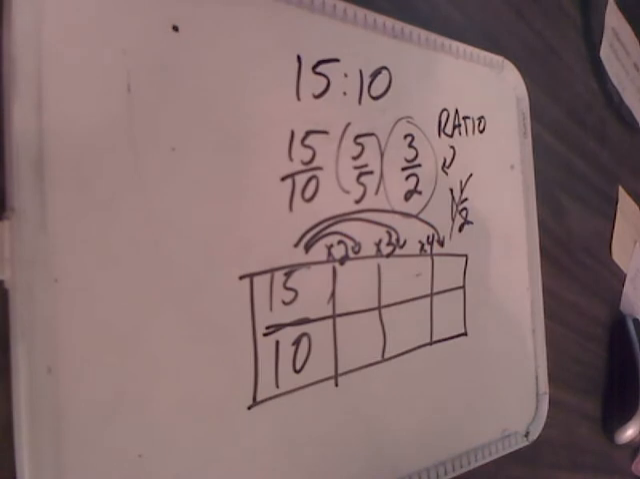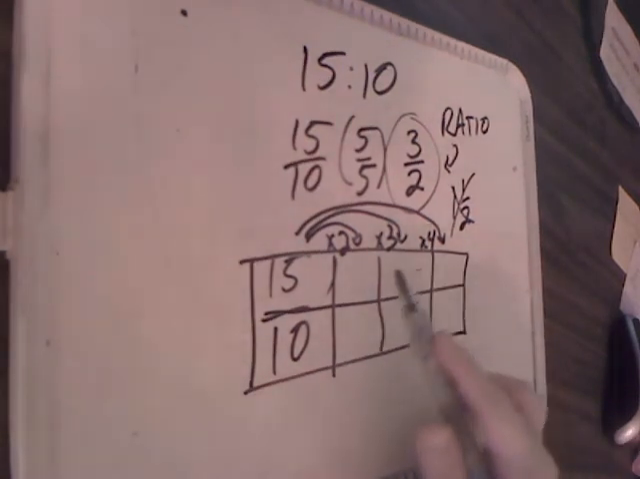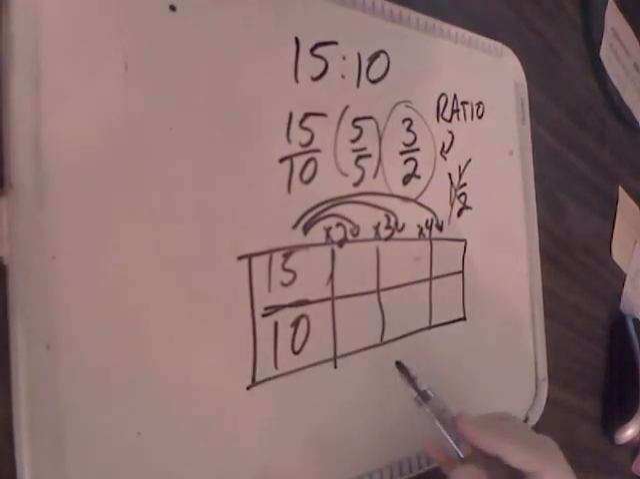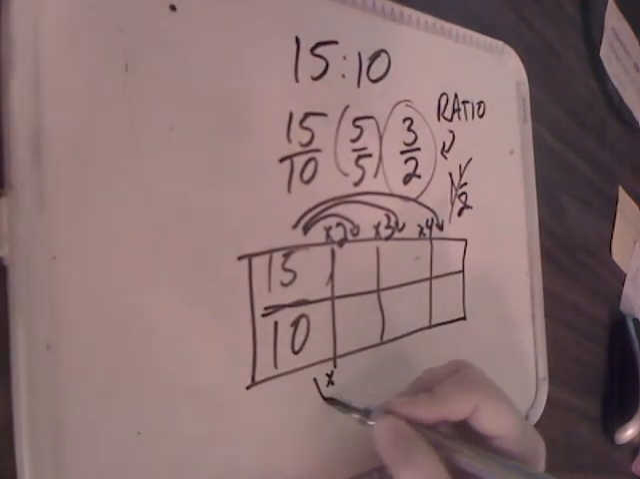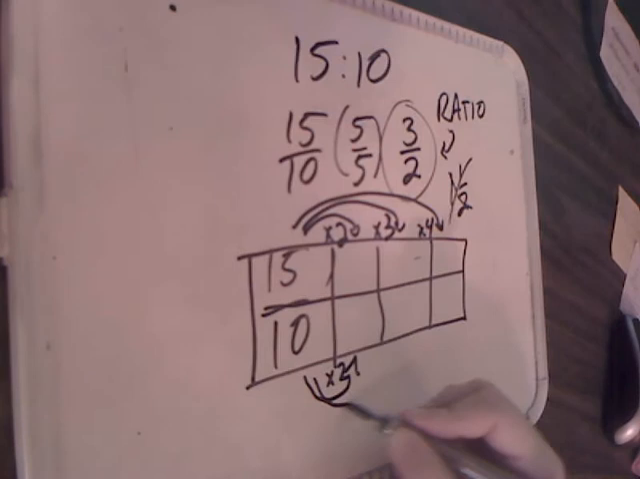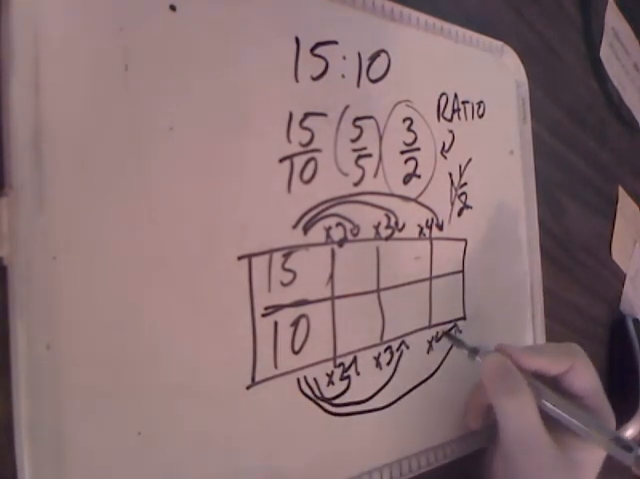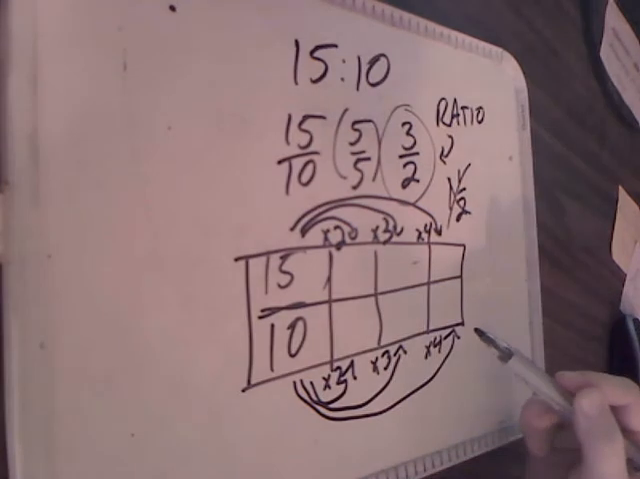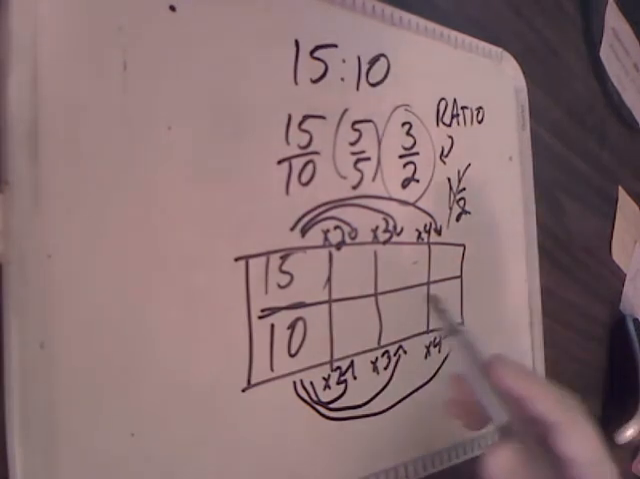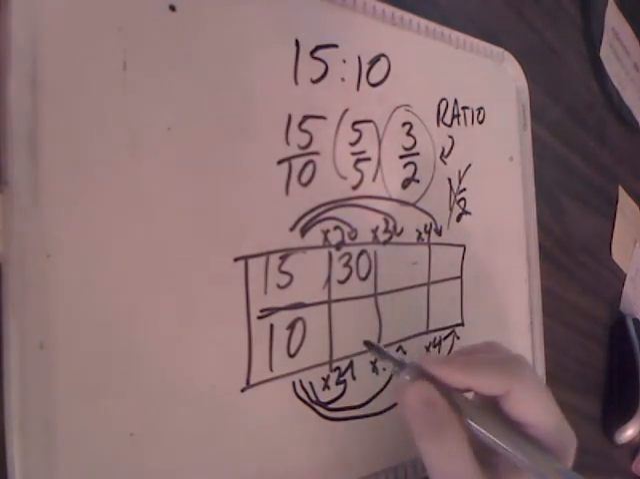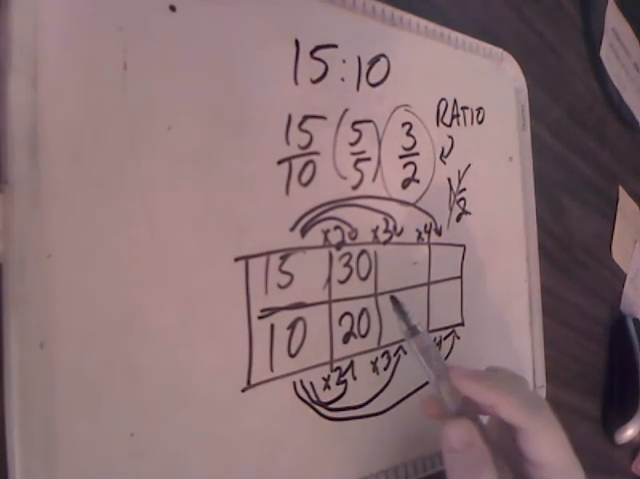Now, showing my work like this, I'm not finished showing my work. You also have to show that you're doing the same thing on the bottom. Times 2, times 3, times 4. And sometimes I'll do the work ahead of time so that I know what I'm going to multiply by. 15 times 2 is 30. 10 times 2 is 20.